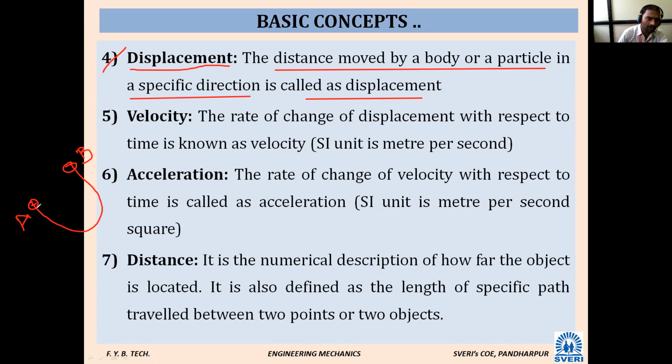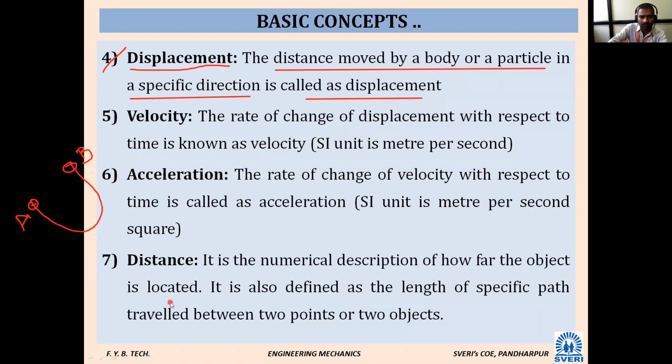Now how did it come? From a curved path, it came from this path to here. But what is displacement? Displacement is the shortest distance. It is the distance moved by the body or a particle in a specific direction. Now it has come from here to here. The distance between these two points is called displacement. So what is the shortest distance between these two points? That is called displacement.